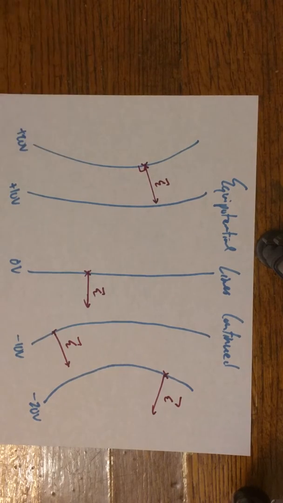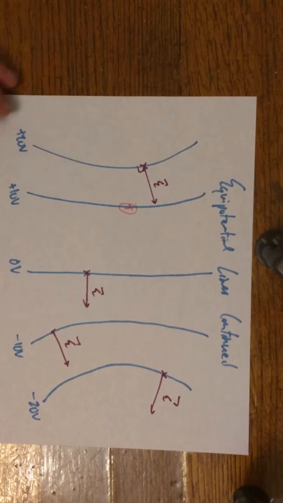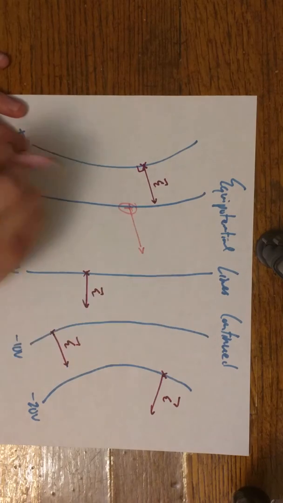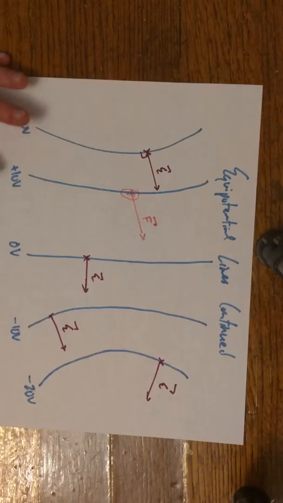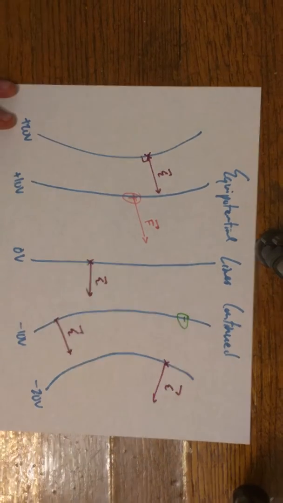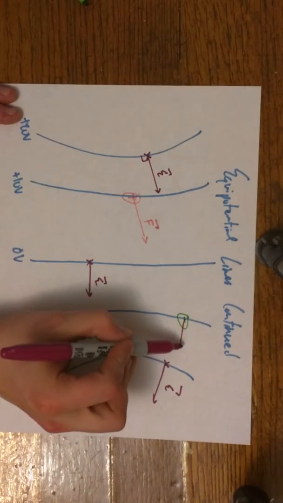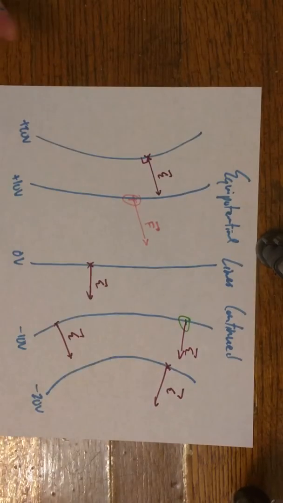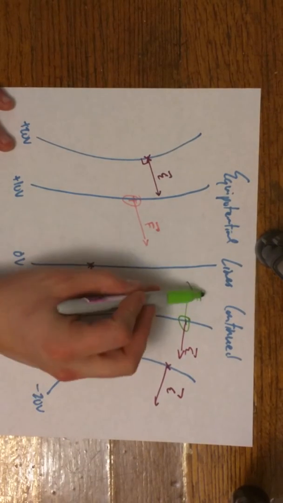If I was checking out a proton right here and I wanted to know which way the force would be felt on this proton, well, I know that the force would be in the same direction as my E field for a proton. And if I was checking out maybe a negative electron charge here, I know that the E field is pointing in this direction right here, but since I have an electron, it's going to feel a force in the opposite direction, so the force on this electron would be something like that.